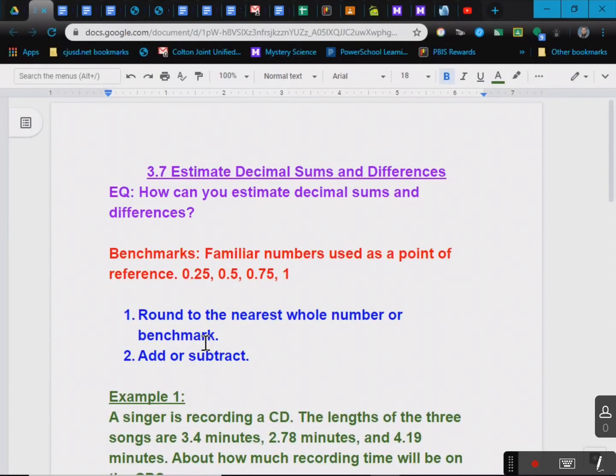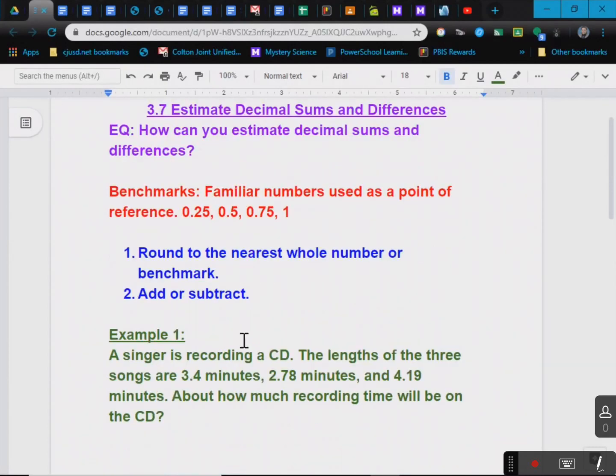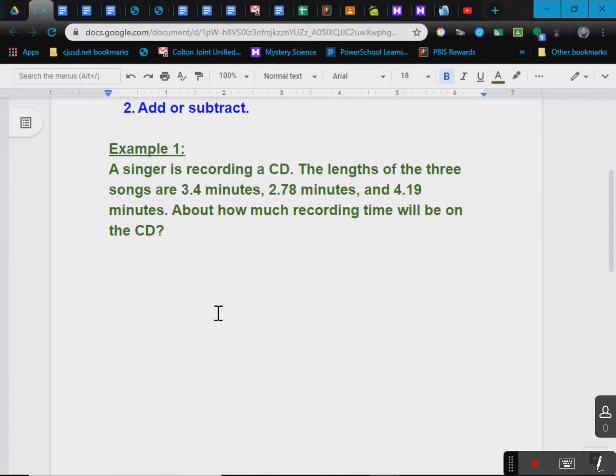So let's go over the steps. Please write all this stuff down. First step is round to the nearest whole number or benchmark, depending on what they ask, and add or subtract. So let's look at example number 1.